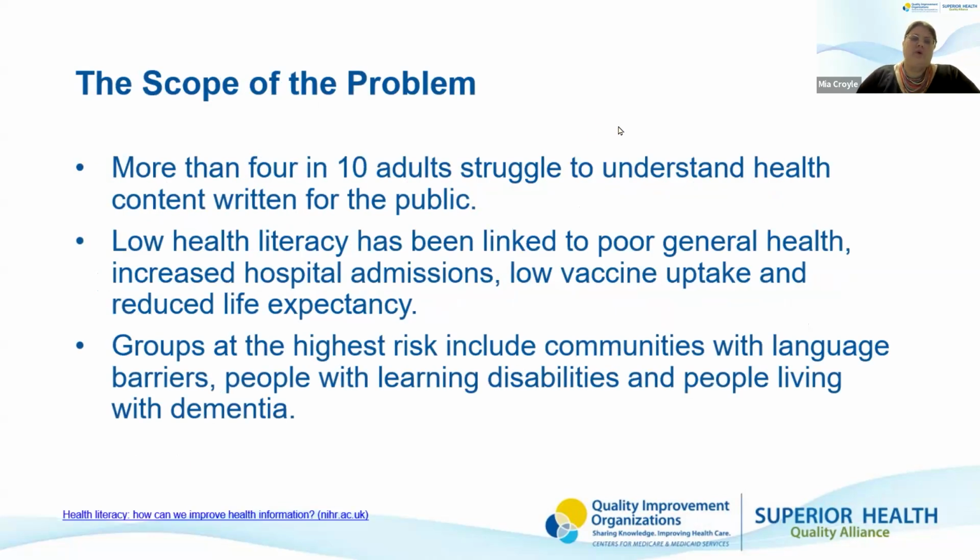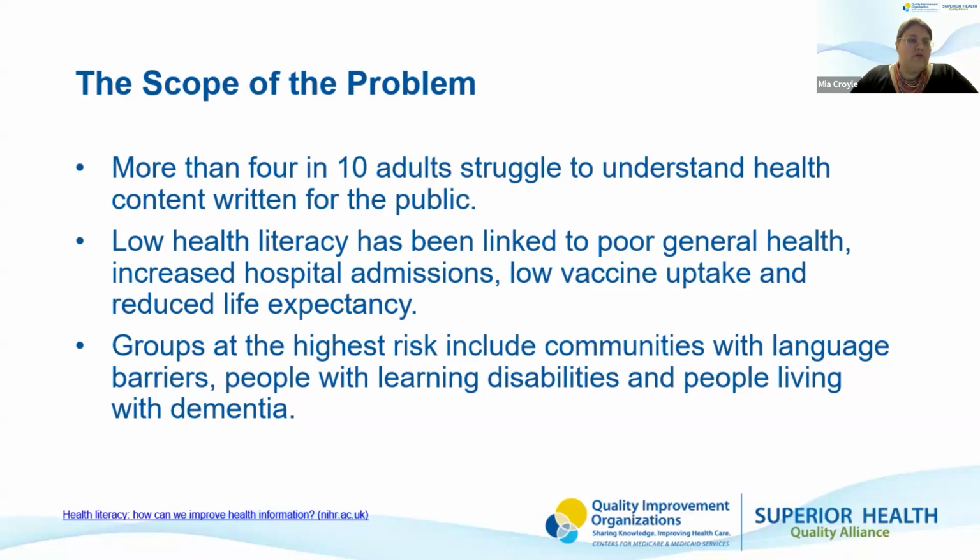And why is this important? Why do we have to attend to this? We know that more than 4 out of every 10 adults struggle to understand health content that's written for the public. So general health information that is shared is not accessible to all of our people. If you were in a room with 100 people, 40 of them would not understand the basic general health messages that we're writing and sharing for the general public.